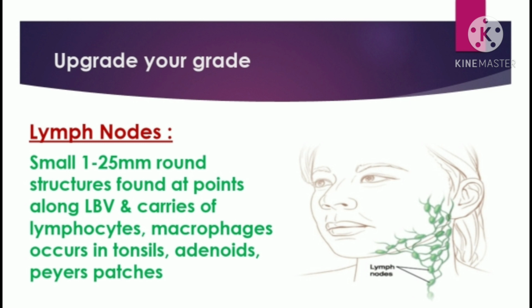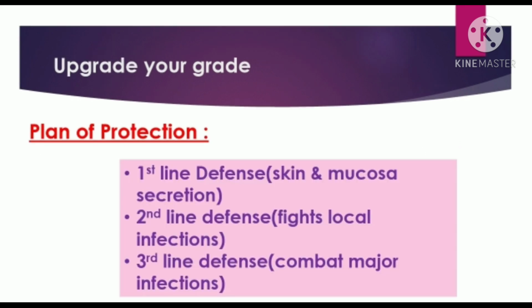So far, I have explained five important and vital immune organs, but it is important to understand the plan of body protection, the plan of immune action. So, the first line of defense is present in the form of skin along with mucous cells.